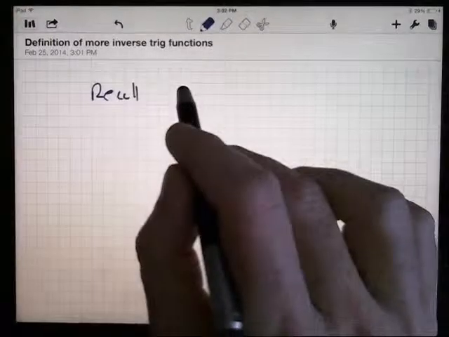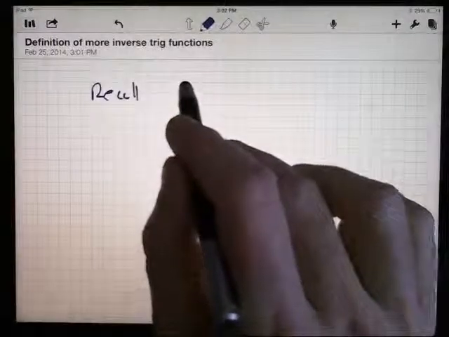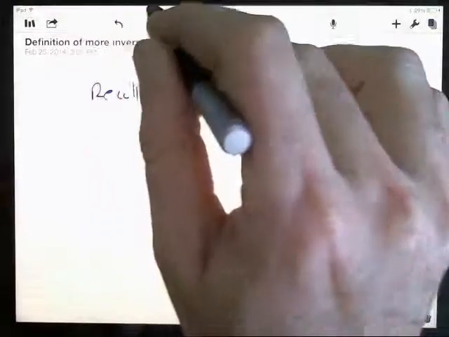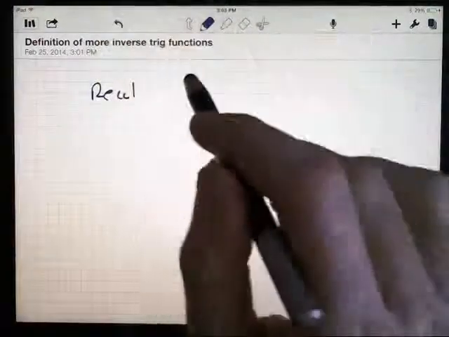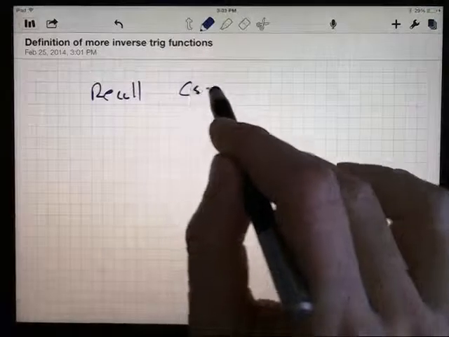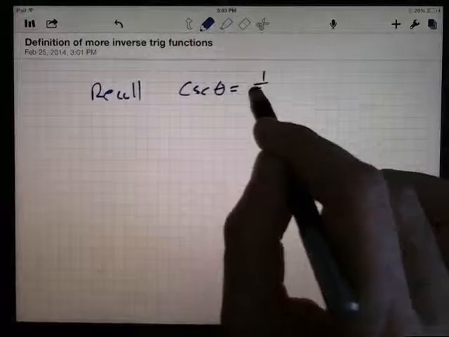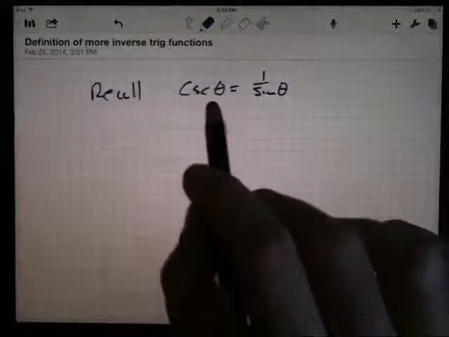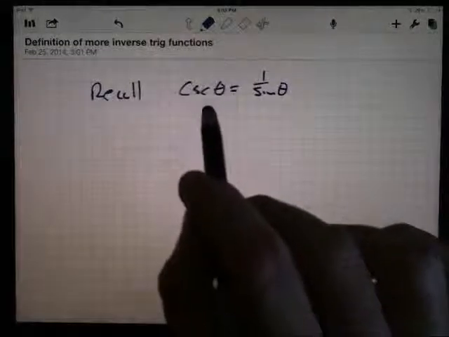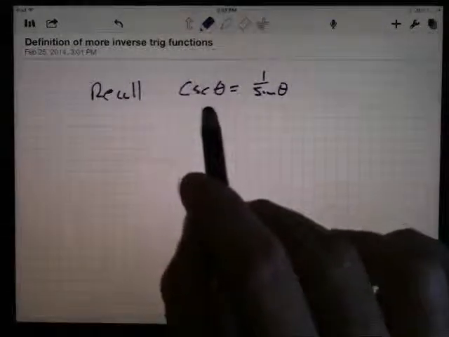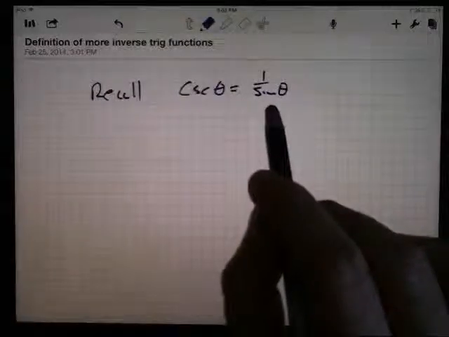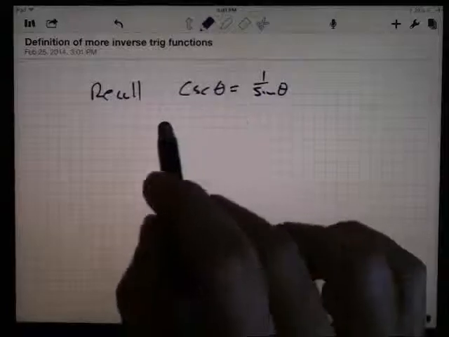Recall that the cosecant of theta is 1 over the sine of theta. That is, the ratio of sides that you get out of the cosecant is the reciprocal of the ratio of sides you get out of the sine. Okay, I'm going to use this to my advantage.